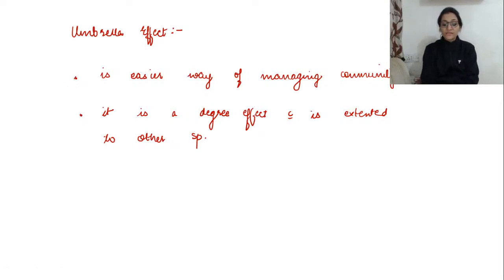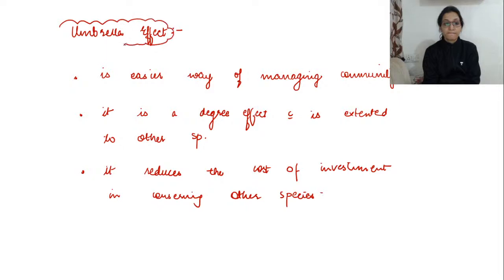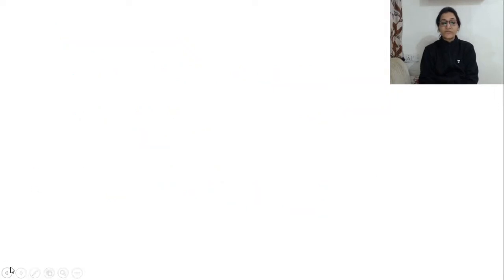Umbrella species is a faster and less expensive means of conserving other endangered species, since it reduces the cost of investment in sampling, which is necessary for prioritizing an area for conservation. So it reduces the cost of investment in conserving other species. So this is the umbrella effect.